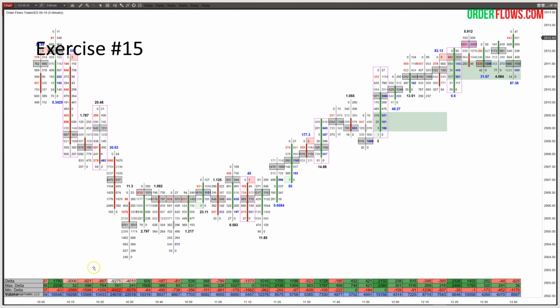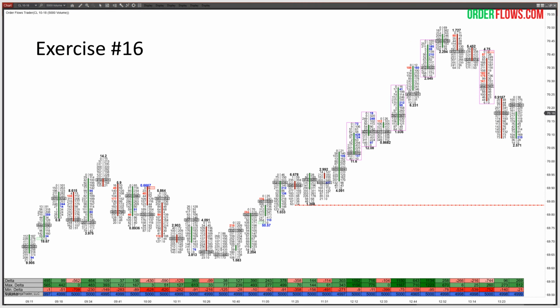Now again, in the previous lesson number 4, I went over a bunch of different order flow trade setups. But again, I don't expect you to memorize all of them or use all of them. Find the ones that are easy for you to understand and see in the delta. Hopefully by now you should be seeing certain patterns appearing over and over that it's going to help you in your trading. So exercise number 16.